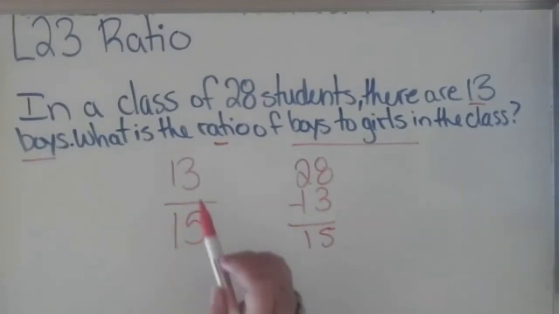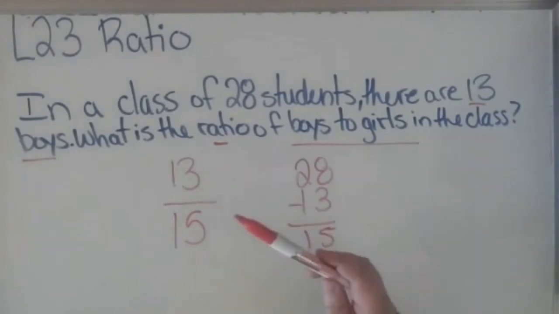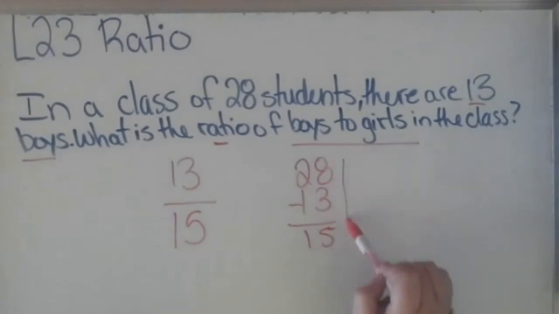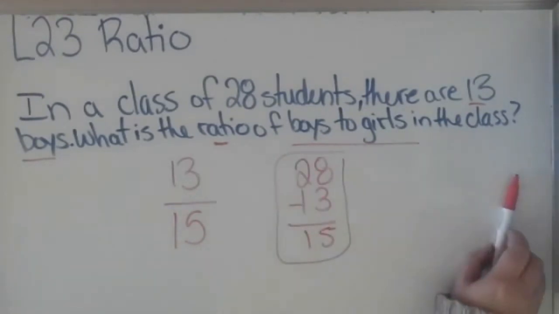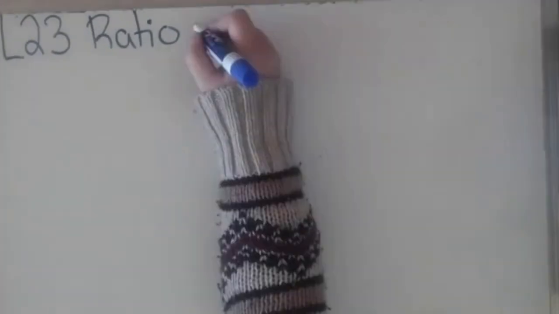So we have a ratio of 13 to 15 boys to girls. Top is boys, bottom is girls. And we had to do this step over here to find our girls to make sure we had the right numbers. Let's take a look at another one.